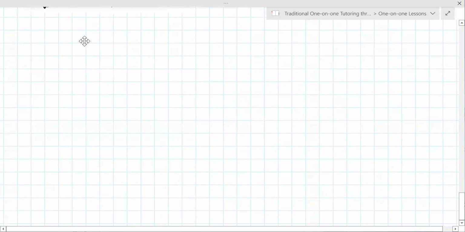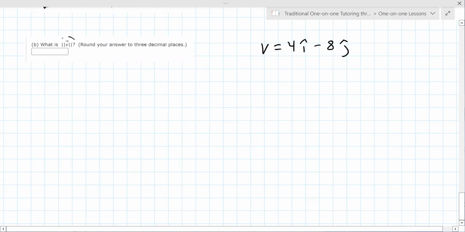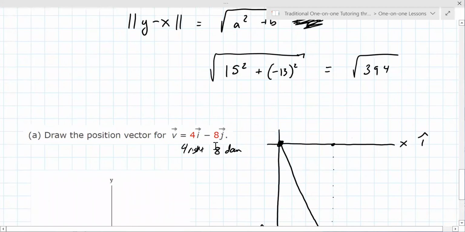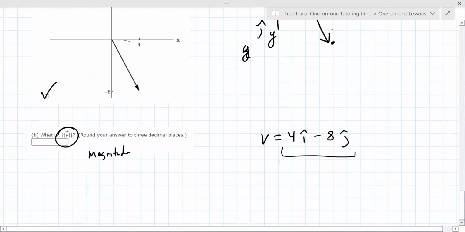Okay, so next part of the question, it says determine the magnitude of V. Now, V is 4i minus 8j hat. So the magnitude, length. Wait, how did you get the numbers? They're given. It's the same as the previous problem. It's part B. Okay, 4i minus 8j.